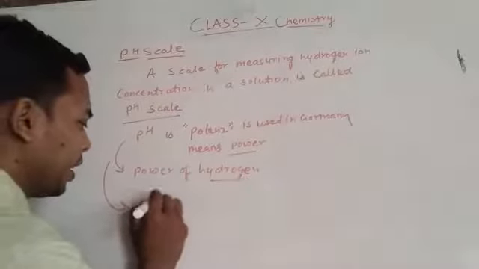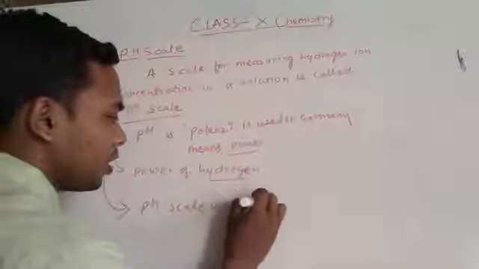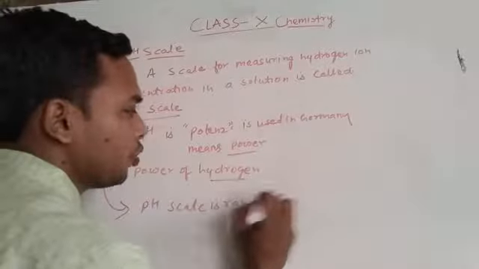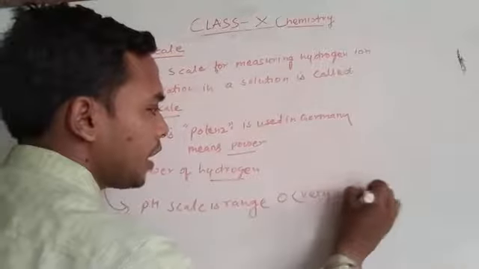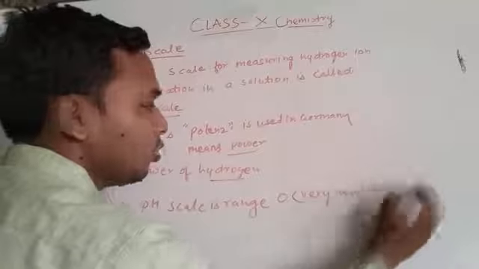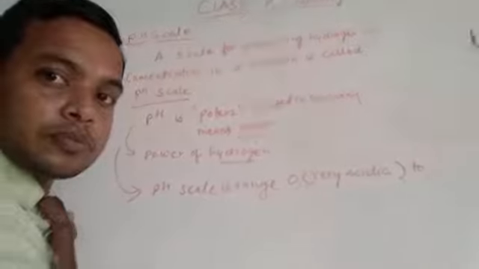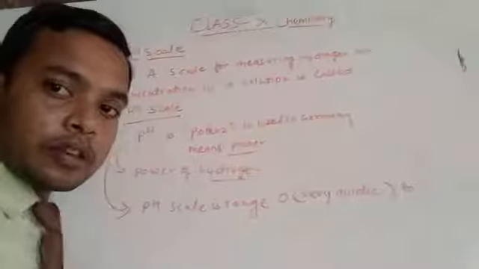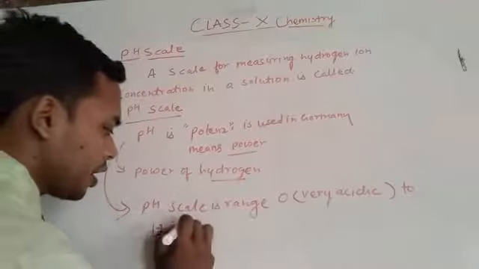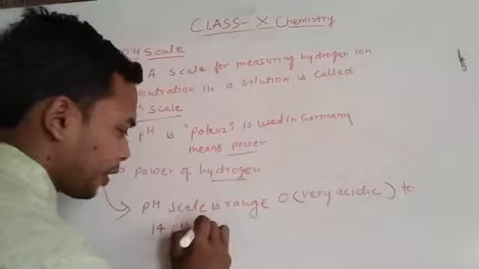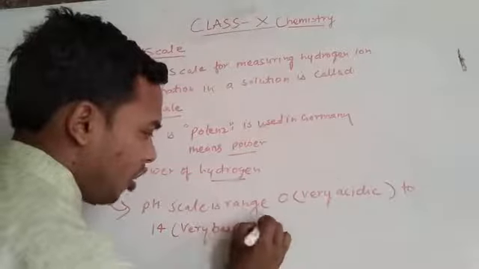The pH scale ranges from 0, which is very acidic, to 14, which is very basic or alkaline.